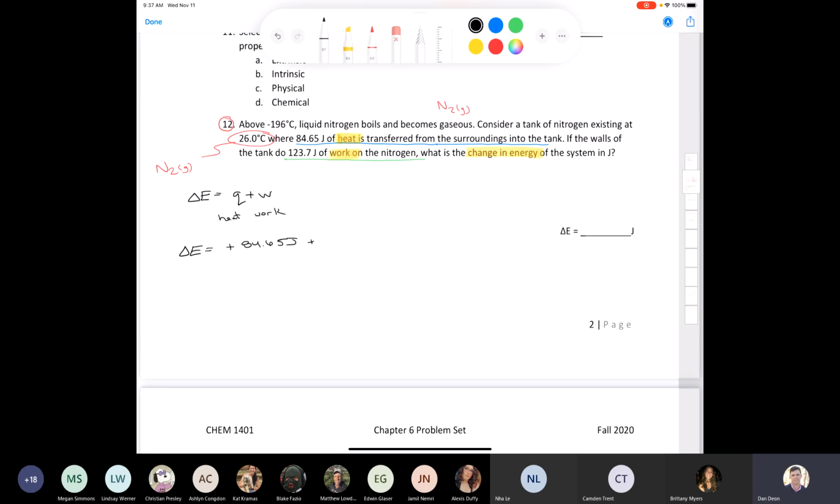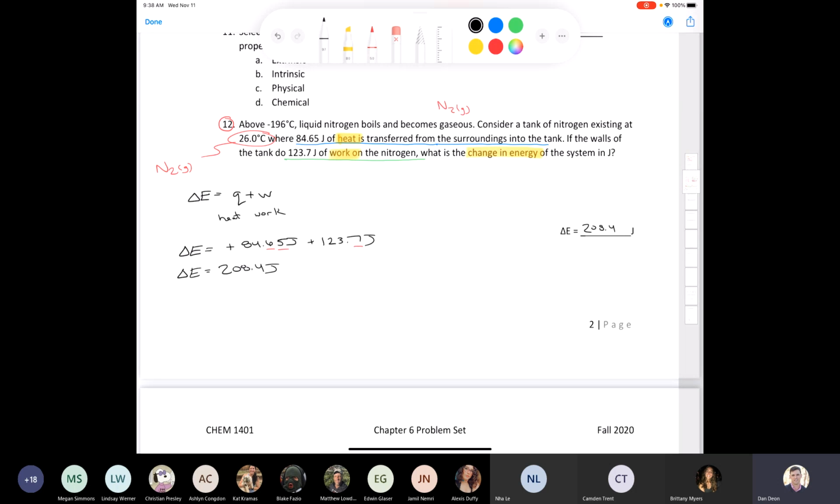And then we need to decide what's the sign of W. Are we going to add, positive 123.7, or are we going to add negative 123.7 joules? And it says here 123.7 joules of work on the nitrogen. Okay, so the tank is doing work on the nitrogen. If the nitrogen was doing work, then the sign of the W would be negative. But since the work is being done on the system, right, it's being done on the nitrogen inside the tank, that means the sign of our W is going to be positive as well. And so we write 123.7 joules. So really, nothing more than adding those two numbers together. Nothing more than that. So when you punch those into your calculator, remember that you have two decimal places here and only one decimal place here. So your final answer can only be reported to one decimal place, and it ends up being 208.4 joules. So 208.4 joules.